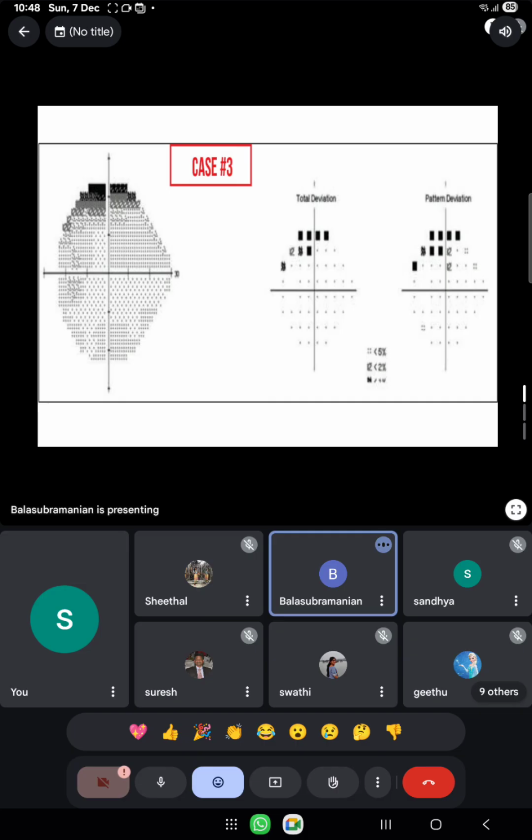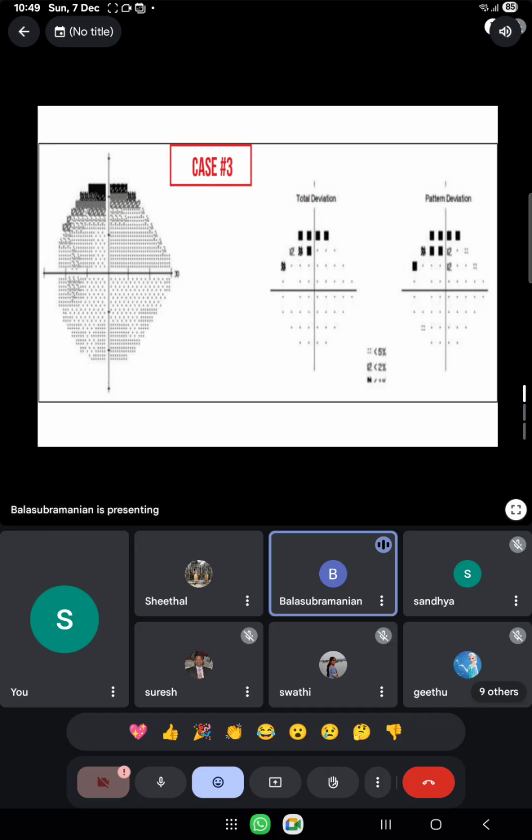Sheetal, Geetu, it's not bad. Anybody? It's bad. Seidel paracentral scotoma, ma'am. Seidel is a proper name. You will not say that everywhere.